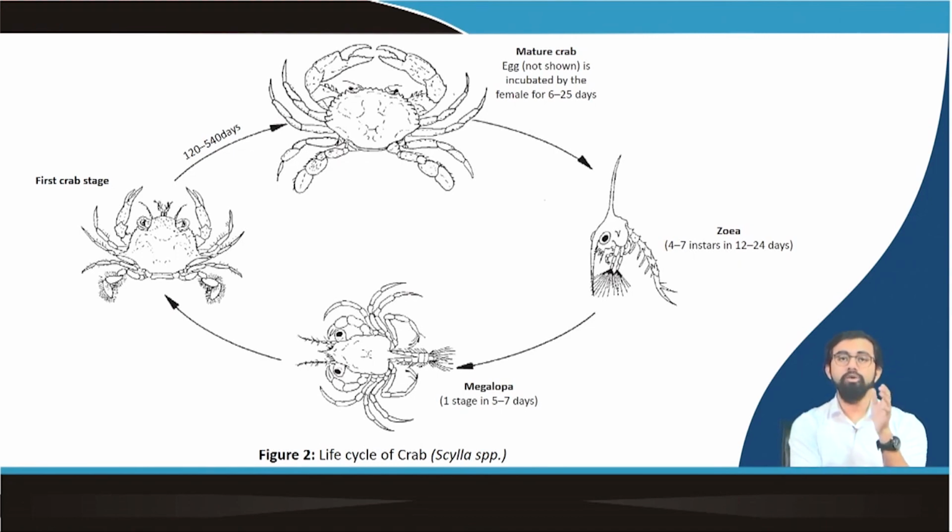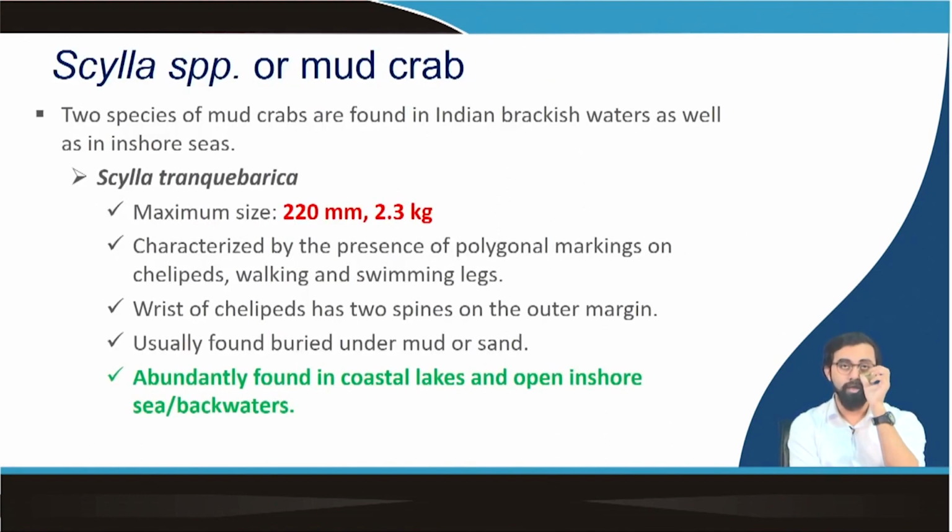Okay, in the megalopa stage, it stays for around 5 to 7 days. From there, it turns into the first crab stage. In the first crab stage, it stays for around 4 to 8 months, and even sometimes more, depending upon the specific environment and the food availability and all these things, and then it grows to the mature crab stage. Okay, so this is how their life cycle looks.